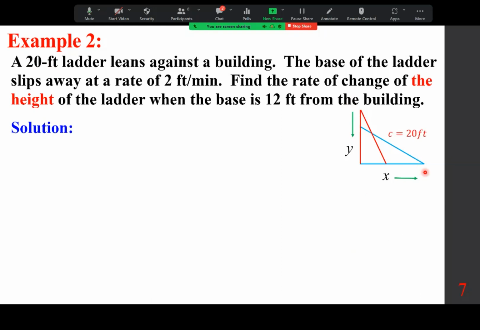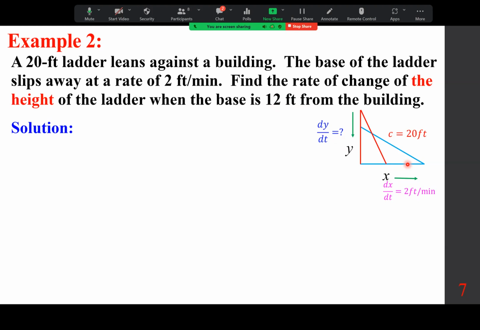The ladder has a fixed length of 20 feet. You can call it L, you can call it C. And as it moves to the right, it creates a speed of dx/dt, 2 feet per minute. We are interested in finding dy/dt. At what point? When the base is 12 feet from the building, when x is 12 feet.